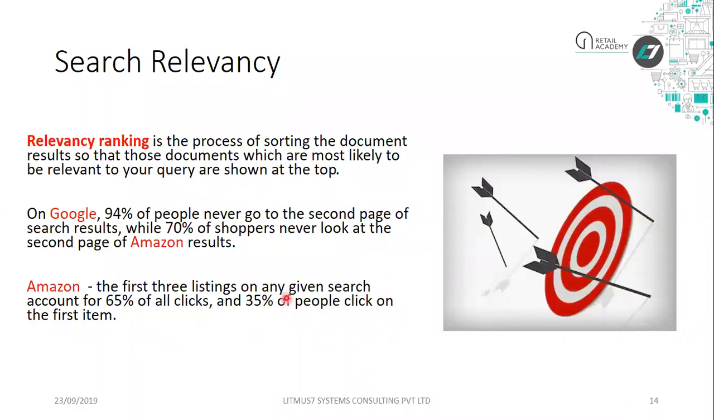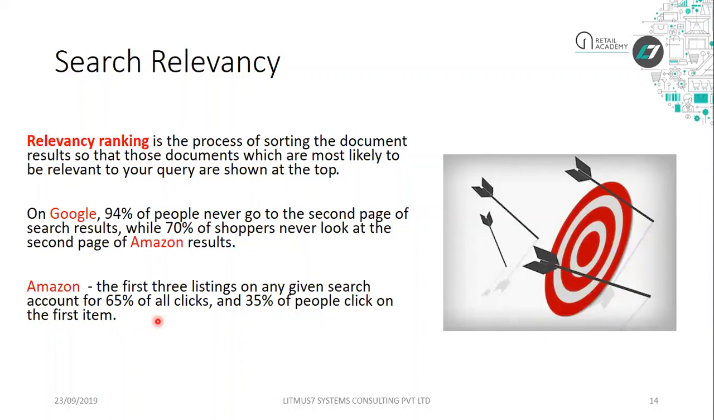Here are some data points. On Google, 94% of people never go to the second page of search results. 70% of shoppers never look at the second page of Amazon results. On Amazon, the first three listings on any search account for 65% of the clicks, and out of those three, 35% of people click on the first item. That indicates how important relevancy is in the search world.